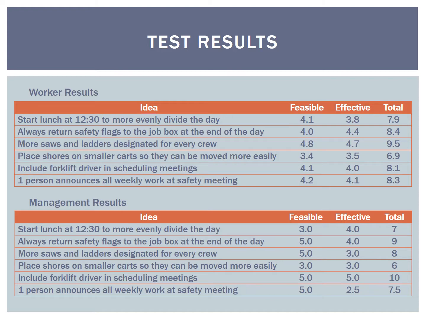Both the worker crews and the site managers ranked the fourth option of placing the shores on smaller carts as last, with a 6.9 and a 6, and they ranked the first option of starting lunch later as second to last, with a 7.9 and a 7, so neither of these options will be further considered. However, the rankings for all other options varied widely between the workers and the management, so these will be analyzed in the following business case.